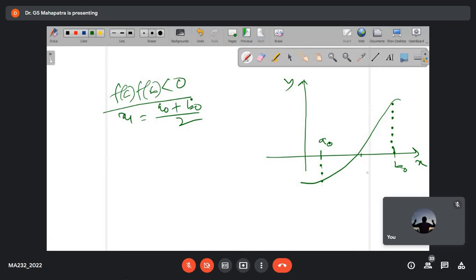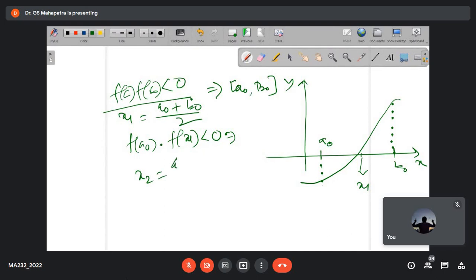Very close. Okay, now this one. Okay, x1. Now if you check, f of a naught into f of x1 is less than 0. So the solution actually in this case lies in a naught comma x1. Now you are changing. So x2 is a naught plus x1 by 2. Next case. Before that, you write the root lies between this one. Now x2 is this one.